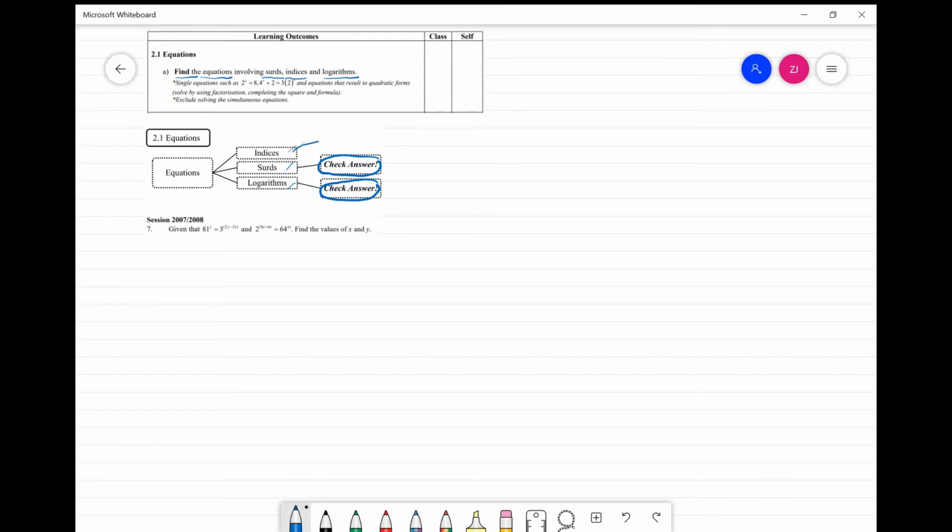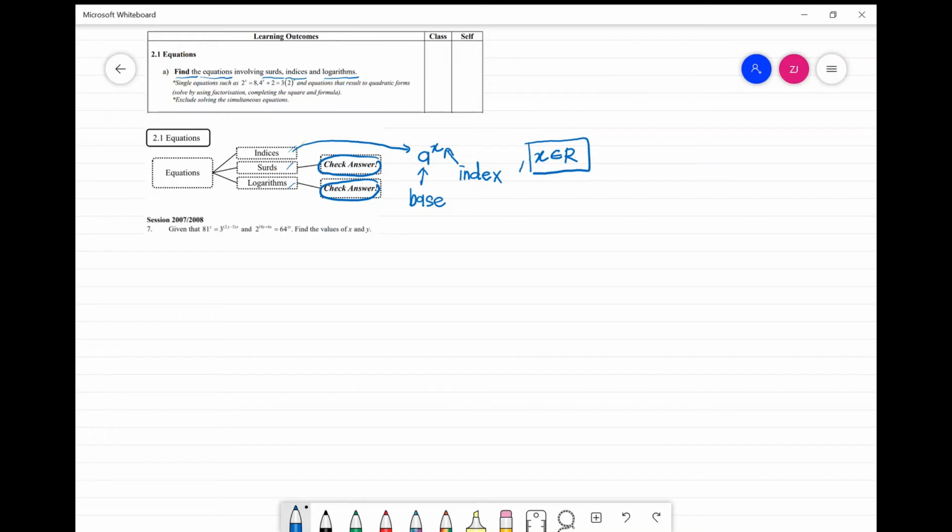Because we know an indices equation is any equation or any function in the type of this, where a is the base and x is the index, or we can say the power. If we see here, the power can be anything, an element of real numbers. So whatever answers we get, we don't have to check because it satisfies this. x can be any real number, but not for surd.